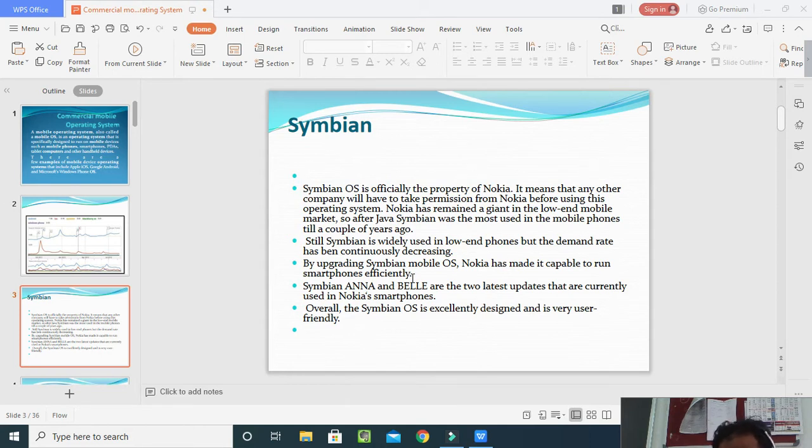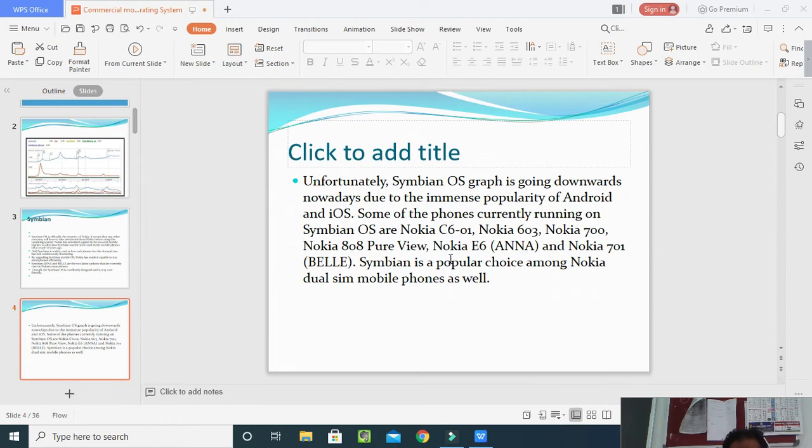Then Samsung came. Now Android came. So all these things were there. Symbian Anna and Belle are the latest updates currently used in Nokia smartphones. Overall, the Symbian operating system is excellently designed and very user friendly. Unfortunately, its graph is going down nowadays due to the immense popularity of the Android operating system. Because of Android, Symbian has gone down.